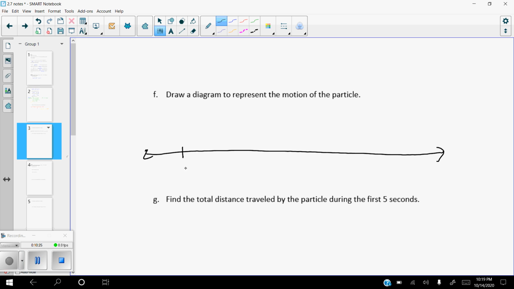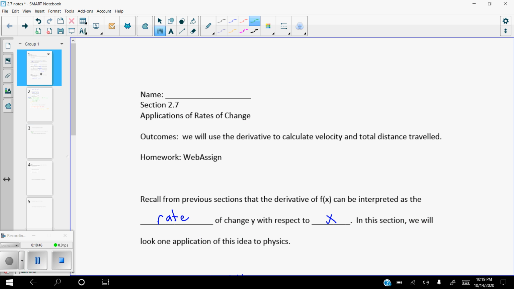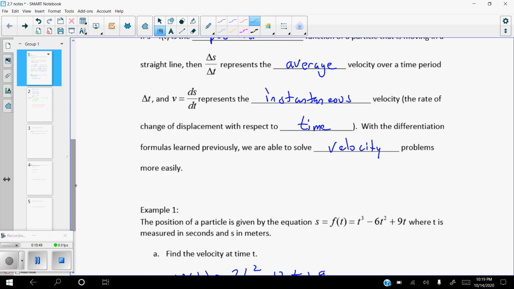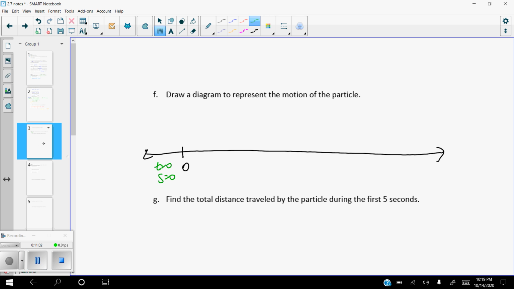So we're going to say that down here this is 0. And we know that at time 0, so at t equals 0, the position of the particle is 0. How do I know that? Let's go back and look. I'm going to go all the way back to the position function. The position function is given right here. And if I plug 0 in, I'm going to get out 0. So the position of the particle at time 0 is 0. Okay, that's why I know that.